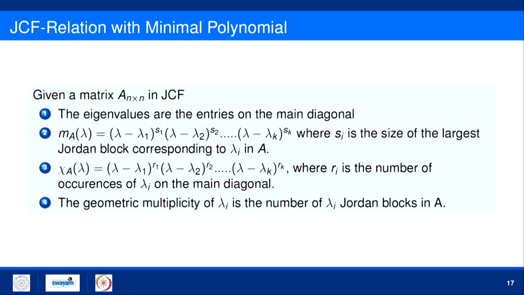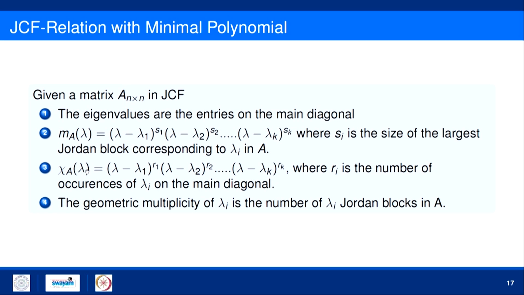So, what we have seen, if I talk about the relation between JCF and minimal polynomial: the eigenvalues are the entries on the main diagonal in the Jordan canonical form of a matrix A. If the minimal polynomial of A is (lambda minus lambda 1) raised to power S1, (lambda minus lambda 2) raised to power S2, up to (lambda minus lambda k) raised to power Sk, where Si is the size of the largest Jordan block corresponding to lambda i in A. So, what is this power giving me for each eigenvalue factor? It is giving me the size of the largest Jordan block corresponding to that particular eigenvalue.